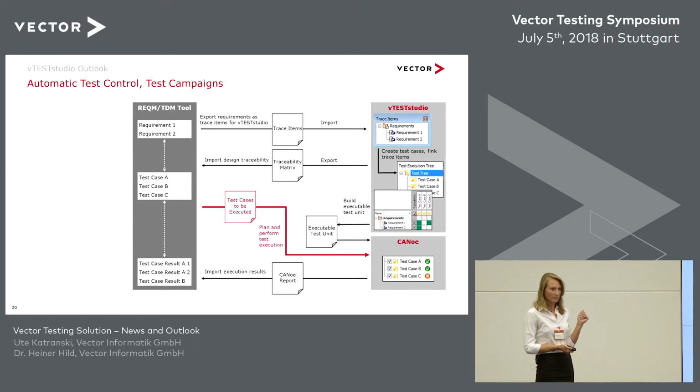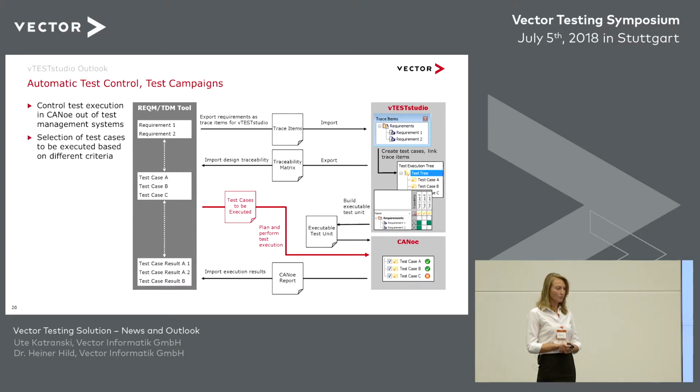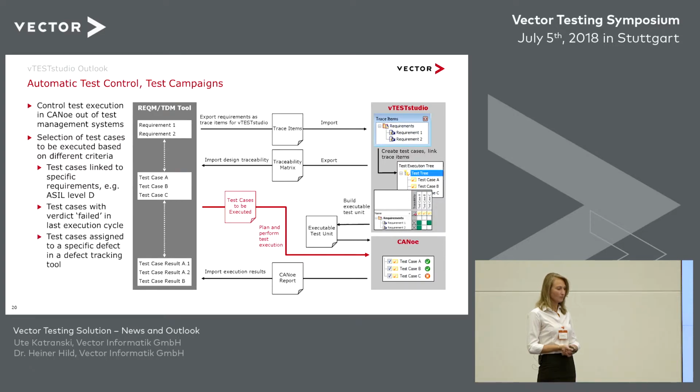There's some additional room left in that diagram for this case. What we want to support in the future is that test execution of CANoe directly from test management systems can be supported, and based upon that, the selection of test cases to be executed based on most different criteria, be it all test cases from the requirements that are linked to specific requirements like ASIL level D, or execute all test cases with verdict failed in the last execution cycle, or test cases assigned to a specific defect in a defect tracking tool.